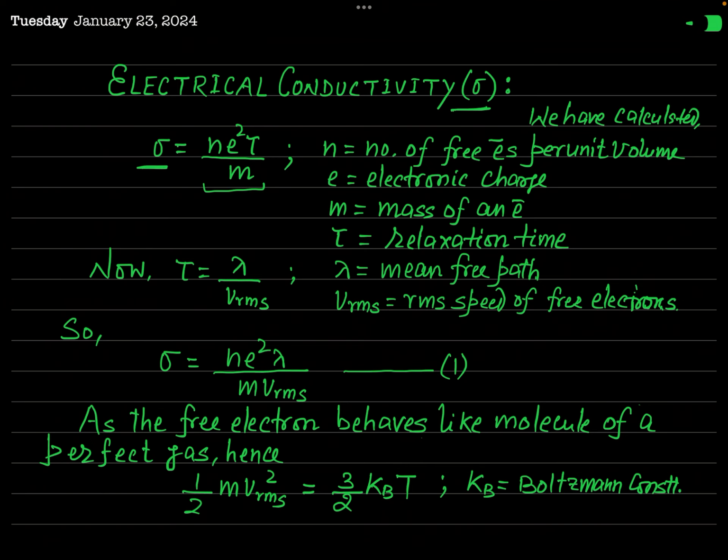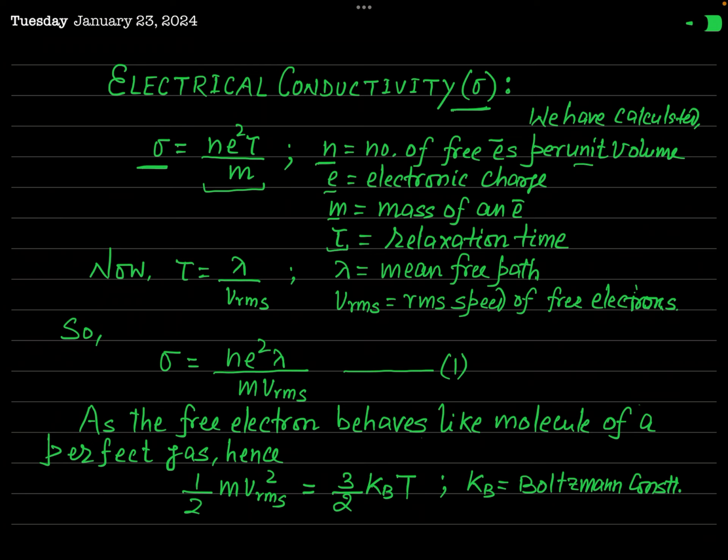Now in this result, what is N? N is the free electron concentration. When you say free electron concentration, it means the number of free electrons per unit volume of the specimen. In unit volume, how many free electrons are present, that is denoted by the symbol N. And e is the charge of an electron, called the electronic charge, and m is the mass of an electron.